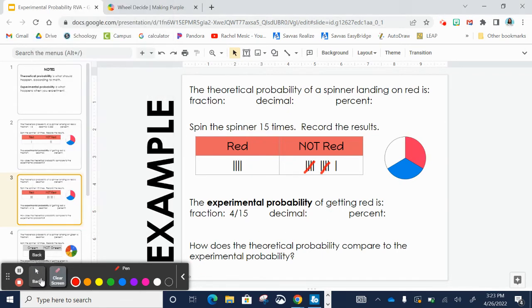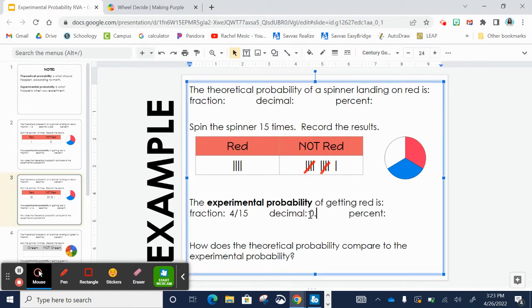0.2, 6 repeating. If I move the decimal, I'd move it once, twice to get 26%. But because that next digit is 5 or higher, I'm going to add on 1 and round it up. So it would be 27%. In theory, we should get red 33% of the time. When I did the experiment, I got red 27% of the time.